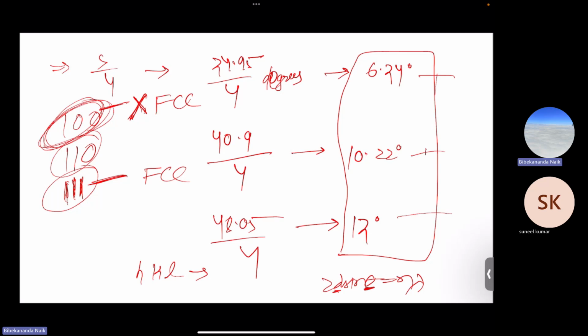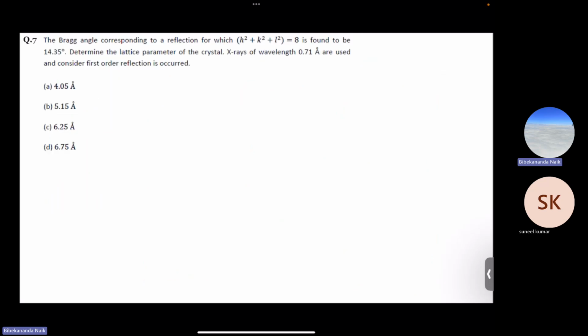So these thetas will not correspond to face center cubic, body center cubic, or simple cubic. They will only correspond to diamond cubic structure. In the upcoming lecture, we'll discuss it in more detail. Is this clear to you? Okay, we will move to the next question.